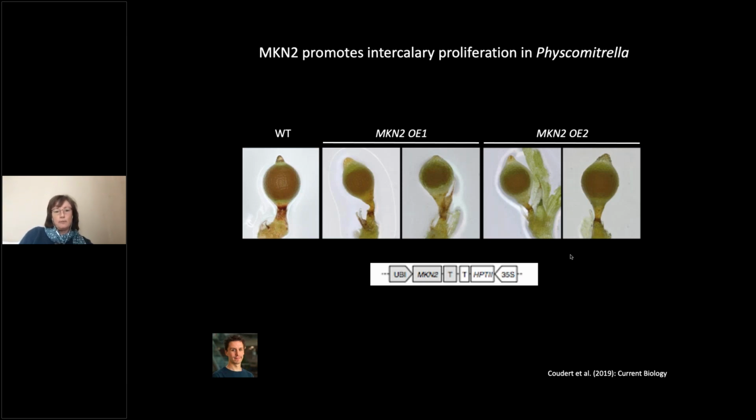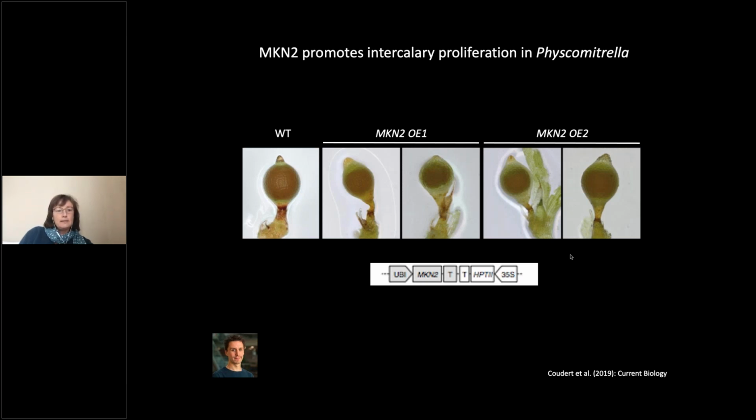So we've got two different transgenic lines here, and the overexpression of MKN2 led to lengthening of the stem. You can see the wild type stem is short and thick, whereas the overexpressors look a bit long and thin and wobbly relative to the wild type plants. But these plants were pretty much sterile, so Johan was only able to pull out a few sporophytes from each of the overexpressor lines, and it wasn't enough to be able to do a quantitative analysis.